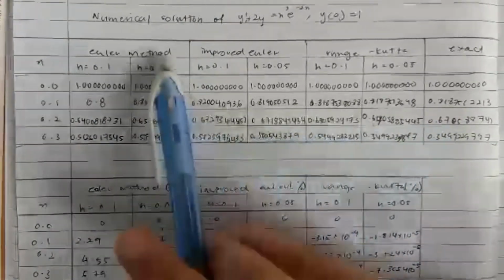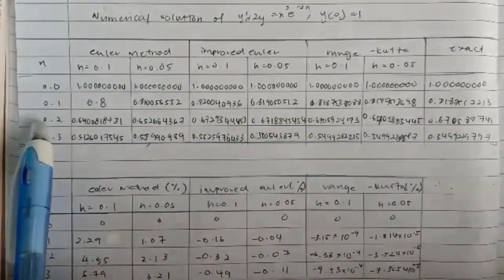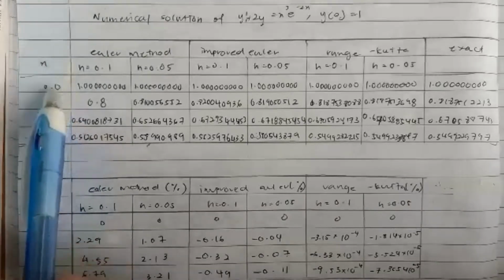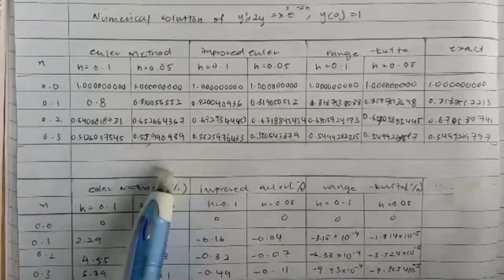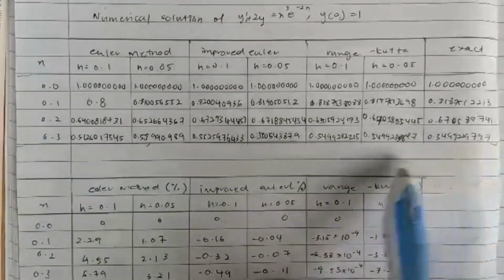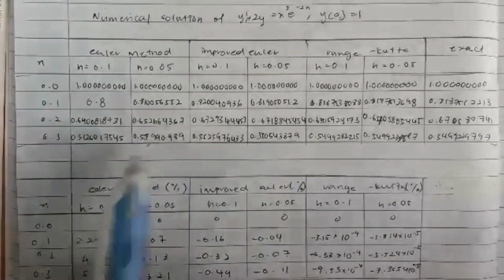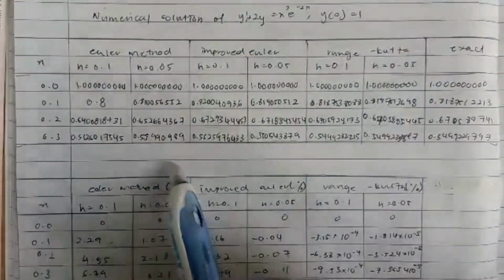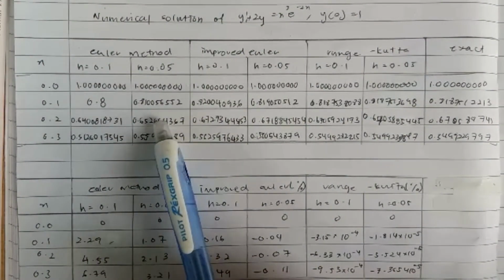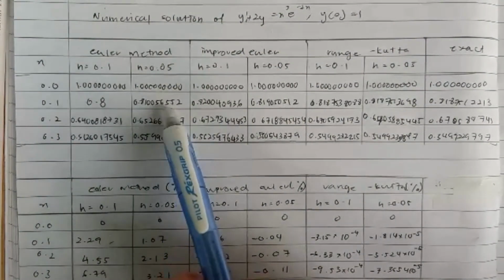The same goes for x equal to 0.2 and also x equal to 0.3. All of the Euler method values compared to the exact values are more accurate when you use the smaller amount of h, which is 0.05.